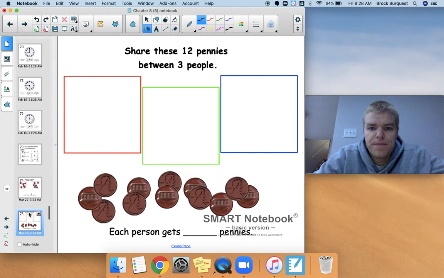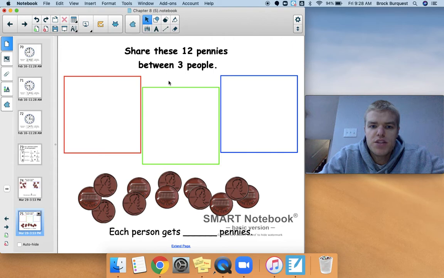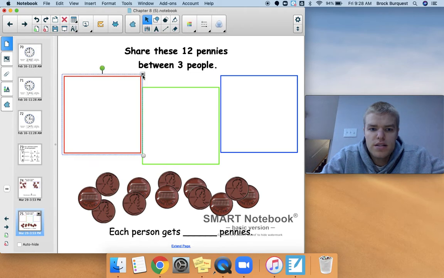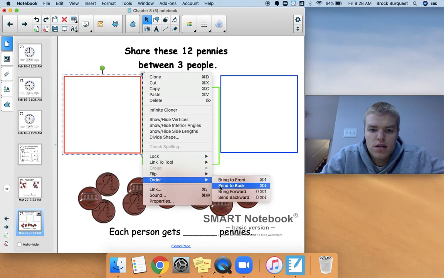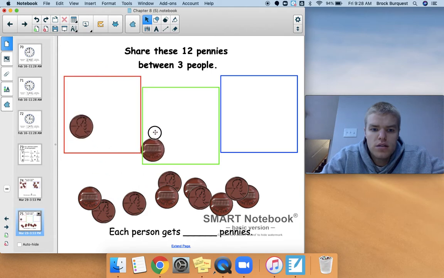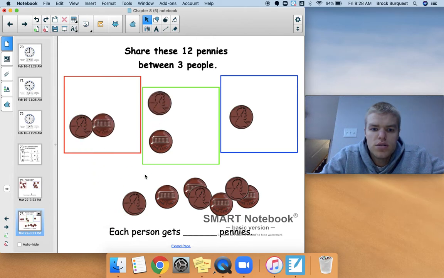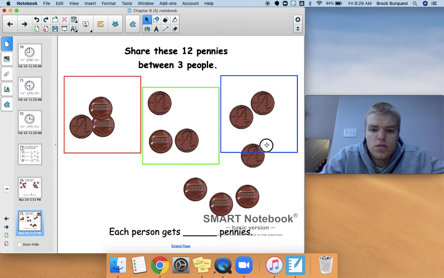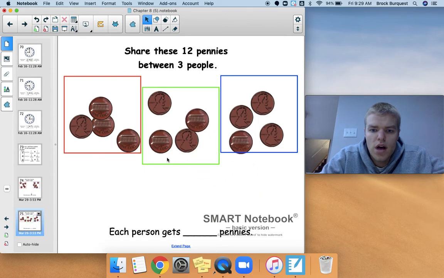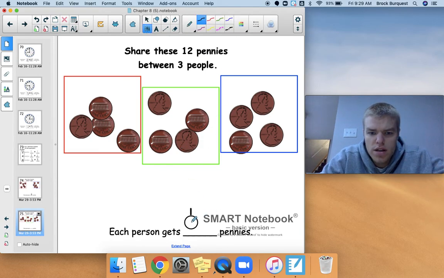Let's try a little bit harder one this time. Share these 12 pennies between 3 people. Okay, so I'm going to grab 1 penny to go to each spot. Oh my goodness. Okay, 1, 2, 3. We'll try that again. 1, 2, 3. All my pennies are gone. And how many are in each box? 4. Exactly right. So each person will get 4 pennies.